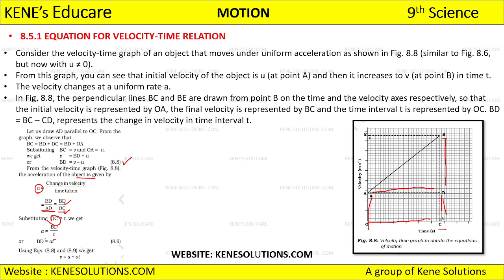Now using equation 8.8, BD is equal to v minus u. Another equation is BD is equal to at. Using both the equations, we get the formula v is equal to u plus at. That is, final velocity is equal to initial velocity plus acceleration into time. So I hope every one of you is clear how we get this.